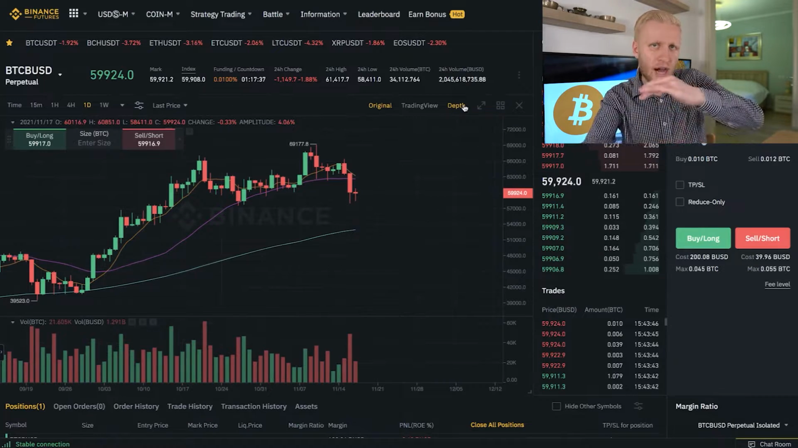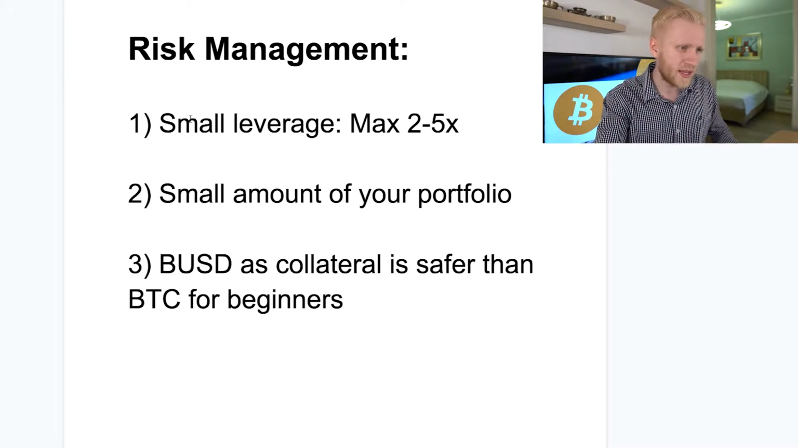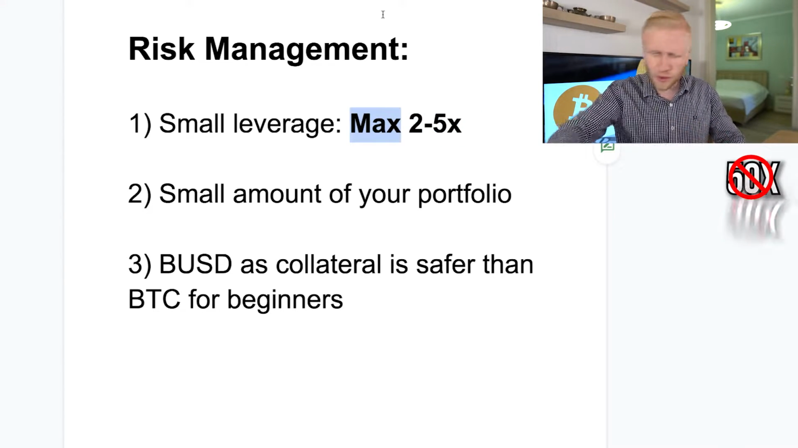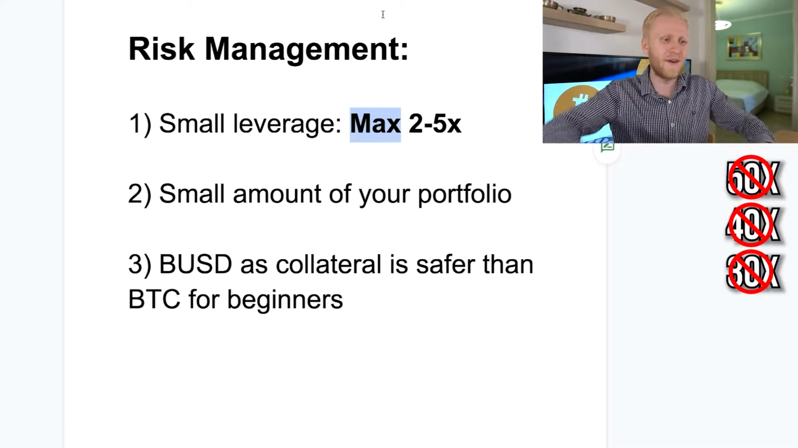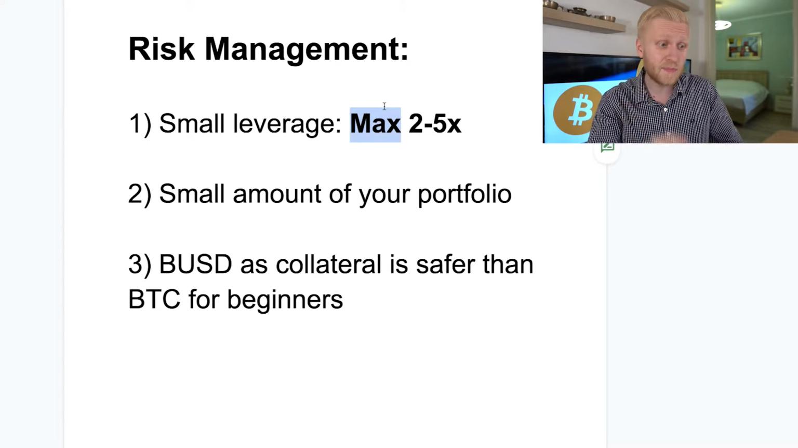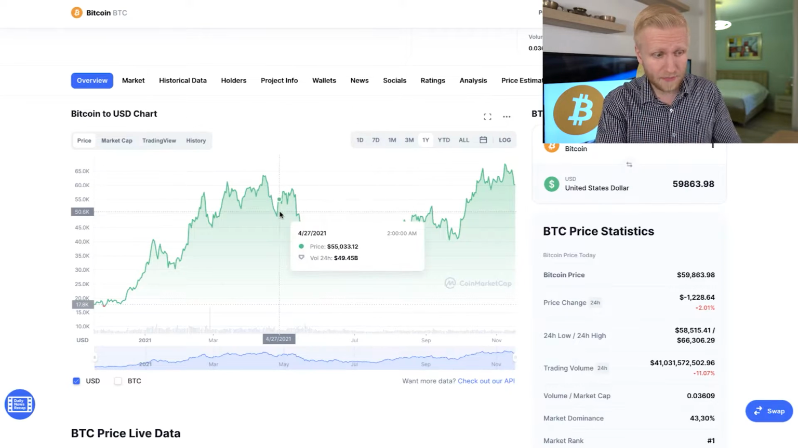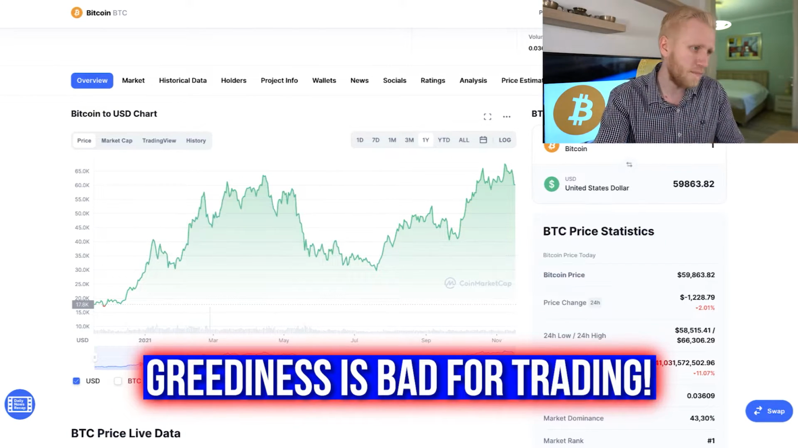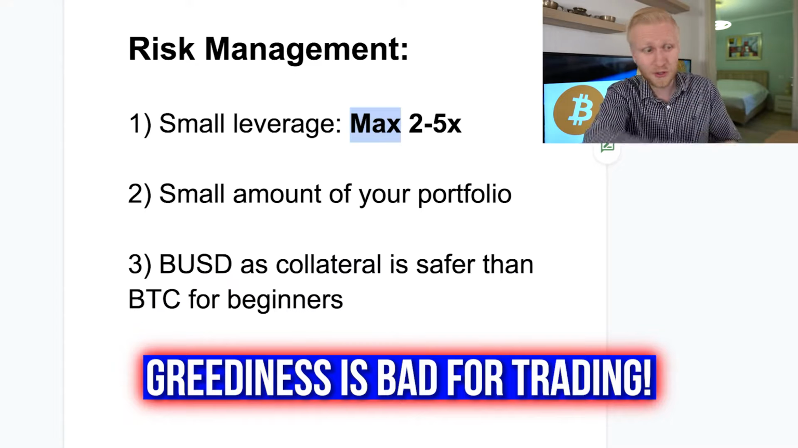So now, if you're a beginner, I have 3 tips for you to manage your risk. First of all, take small leverage, maximum 2 to 5x. Don't go crazy with 50x or 40x or 30x or whatever. Maximum 2 to 5x. This is especially for beginners, because as you saw, sometimes people get greedy, they get liquidated, and Bitcoin price makes a fast move. So don't be one of those who will lose money, right?